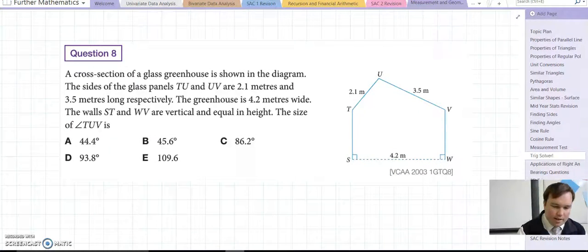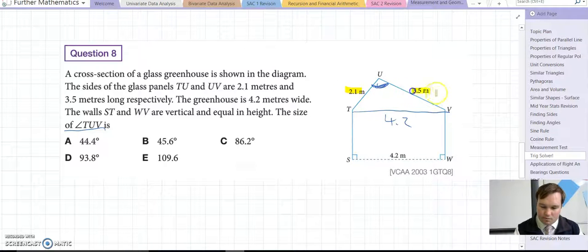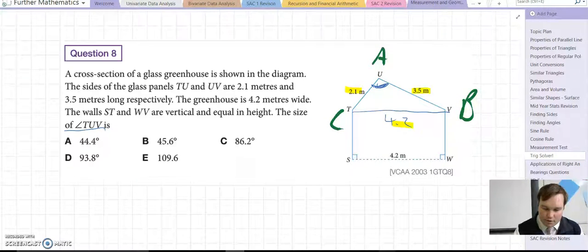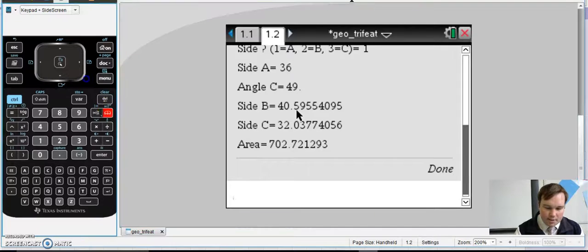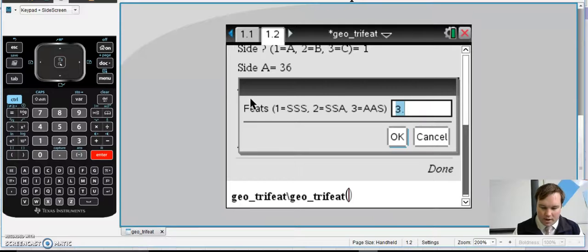Alright, here it asks for the size of angle TUV. So it's asking for that angle there. Sorry, drawing on the screen is hard. And what we'll do is we'll carry the 4.2 up. Now to get that angle, what we've got is 3 sides. So I'm going to label this vertex A, B, C, and go to Solver again. And once again, we press the book, Geotrifeed, enter, and run it again.